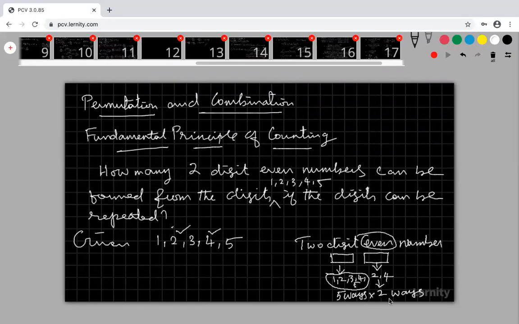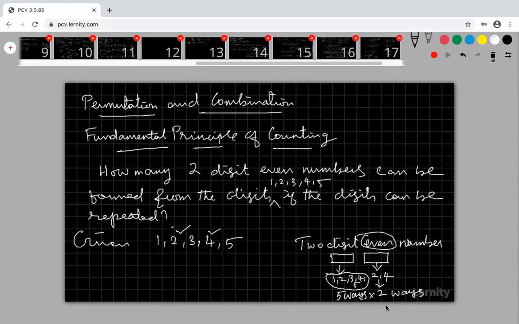Right. So I can write my unit place in 2 ways. I can write my tens place in 5 ways. The total number of ways to find my 2-digit even number is 5 ways into 2 ways, that is 5 into 2. That is, the total number is 10.